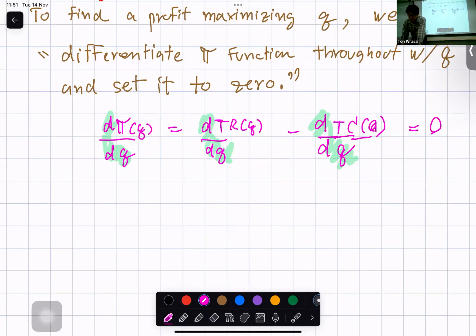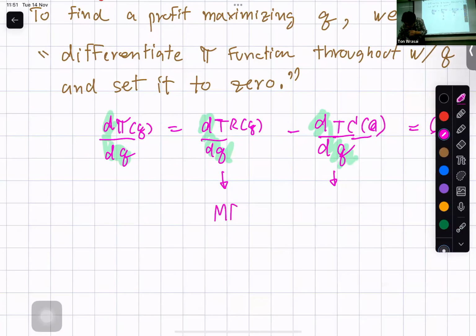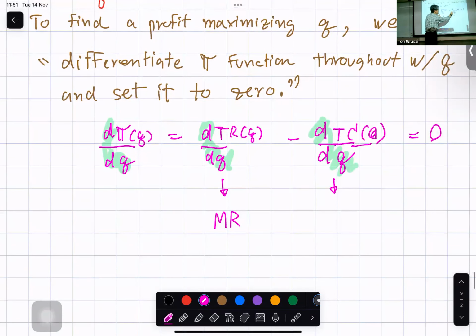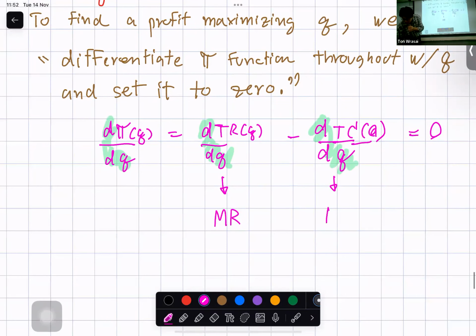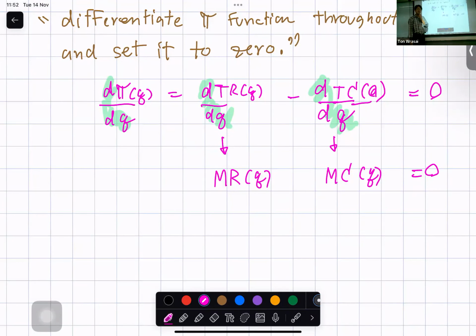And now it becomes clear that when we think about this term, the change in revenue when we change the amount of production, this guy is MR, marginal revenue. How about this guy? The change in total cost when we adjust the production level, that's the marginal cost. And then just put this equal to 0. You see, in a minute, you got this profit maximizing Q already.